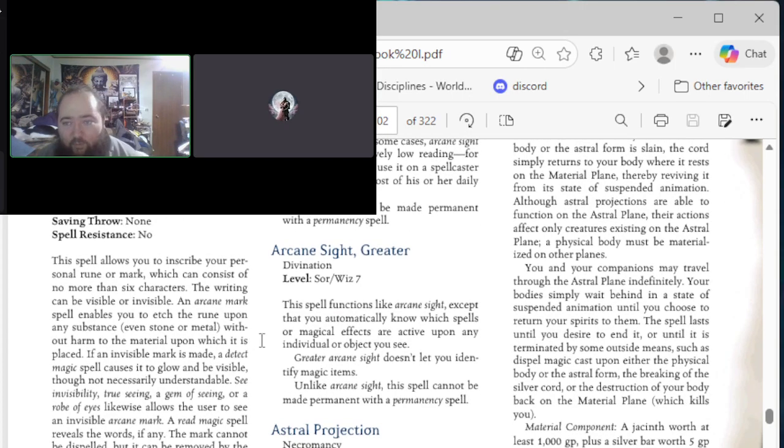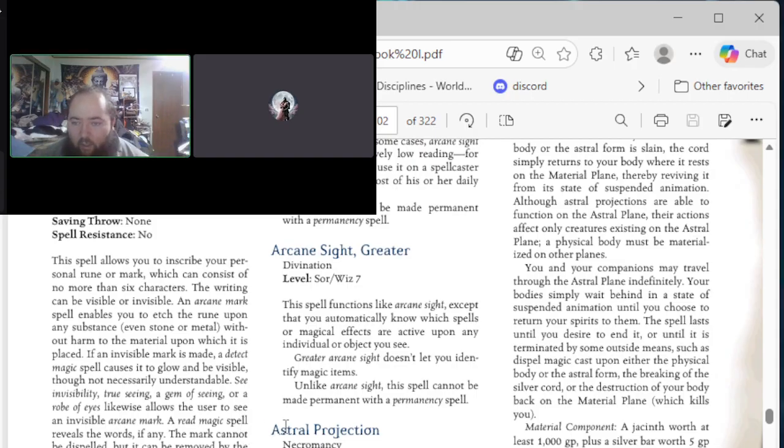Spell resistance none. Description: this spell allows you to inscribe your personal rune or mark, which can consist of no more than 6 characters. The writing can be visible or invisible. An arcane mark spell enables you to etch the runes upon any substance, even stone or metal, without harming the material upon which it is placed. If an invisible mark is made, a detect magic spell causes it to glow and be visible, though not necessarily understandable. See invisibility, true seeing, a gem of seeing, or a robe of eyes likewise allows the user to see an invisible arcane mark. A read magic spell reveals the words, if any.